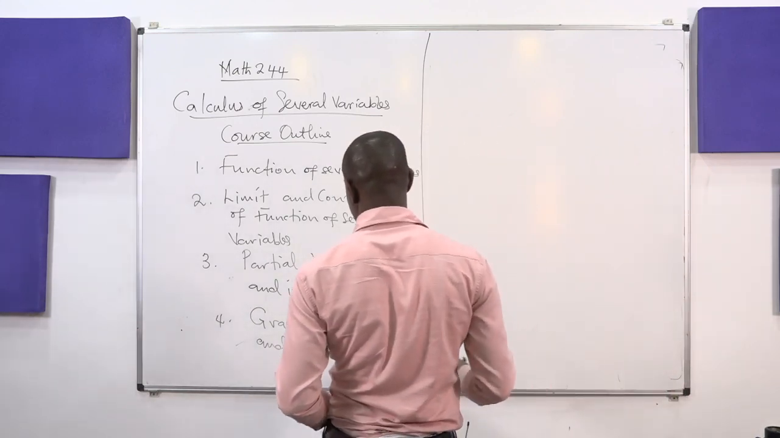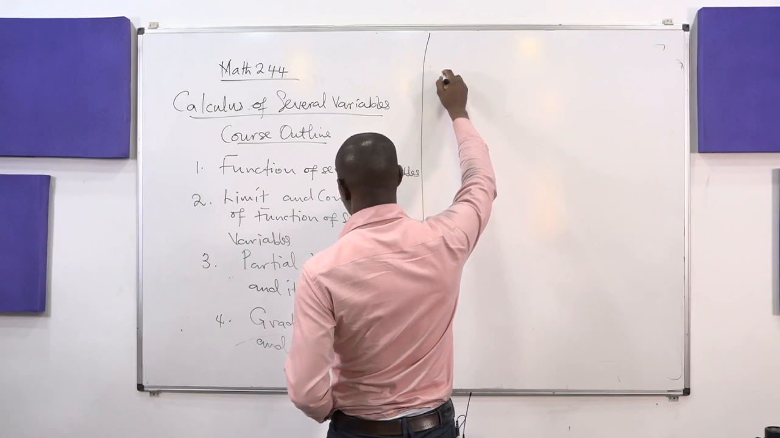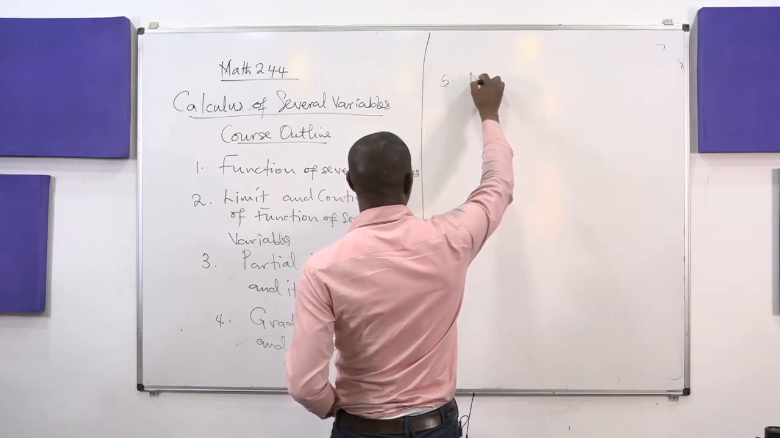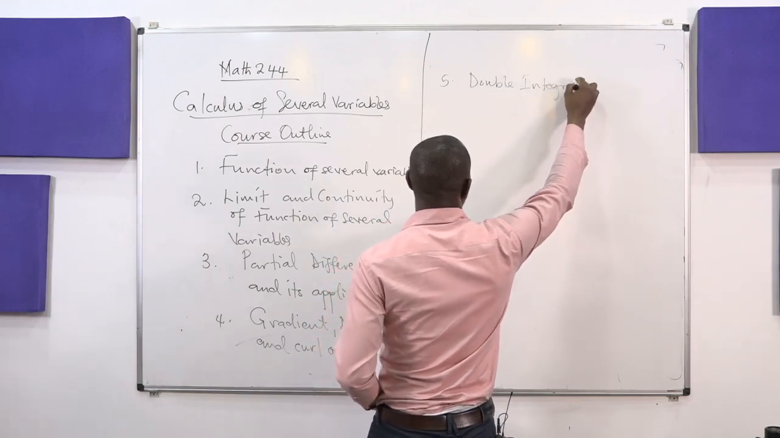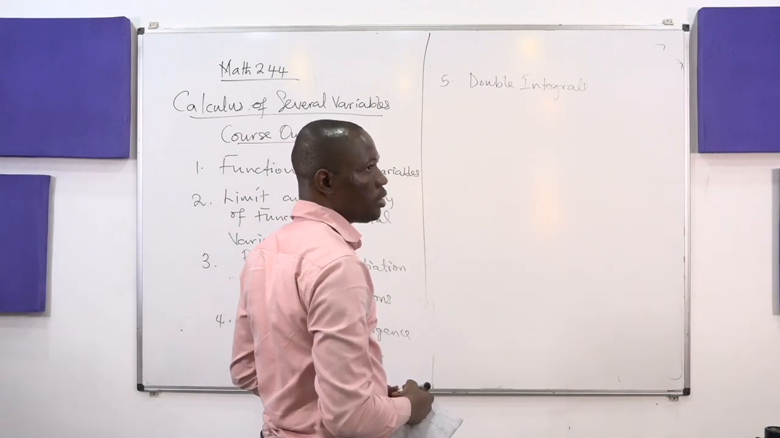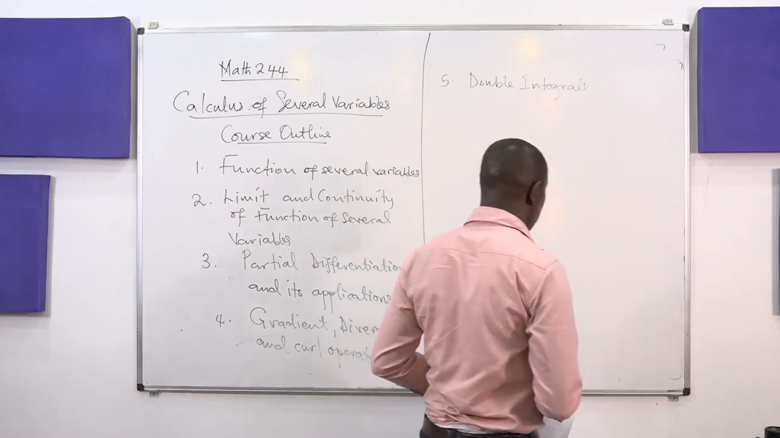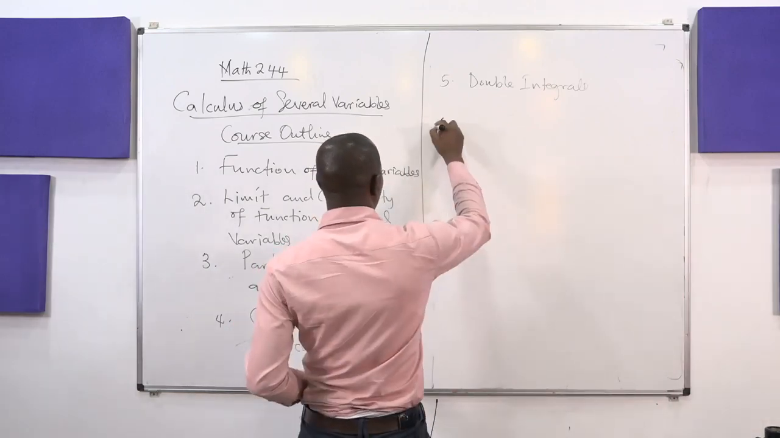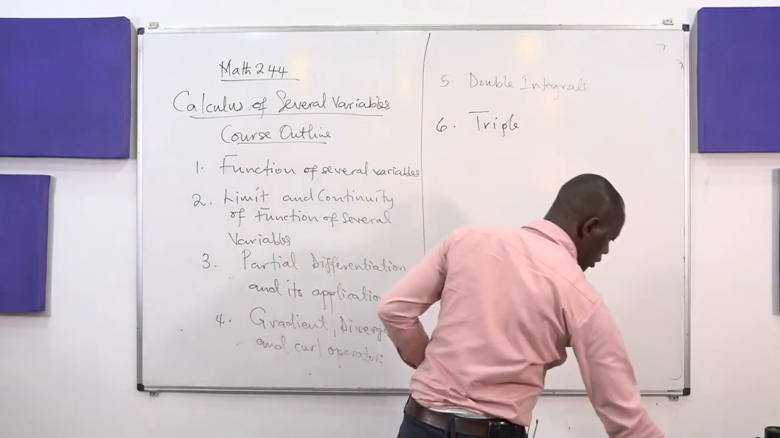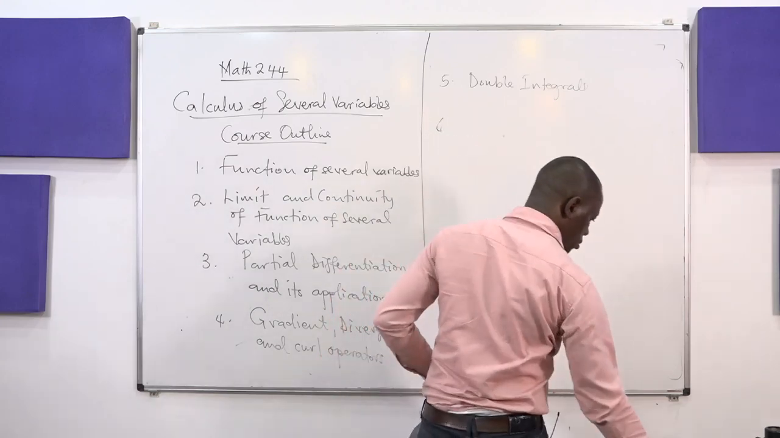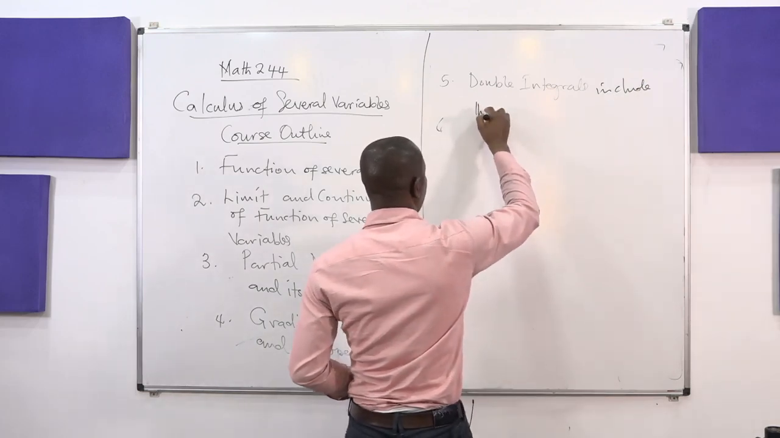Then look at extremes. Five, double integrals. Double integrals, type 1, type 2, type 3, type 4, type 5. Then you look at double integrals, including the Green theorem.